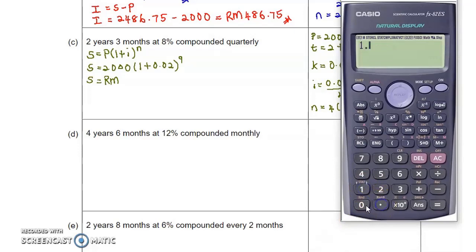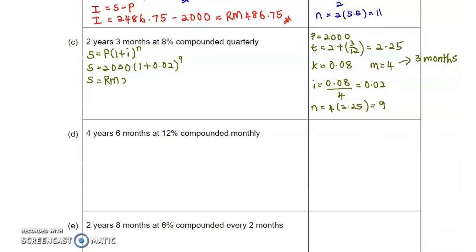So S equal to RM. 1 plus 0.02 is 1.02, power of 9, times 2000. So 2390.19. So interest I equal to S minus P. So interest is 390 ringgit 19 cents.